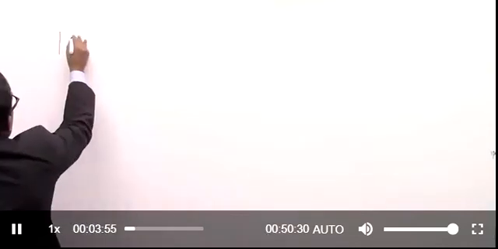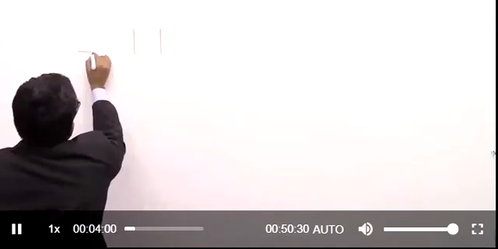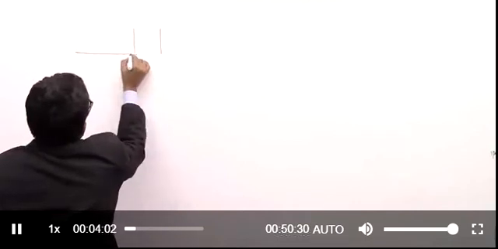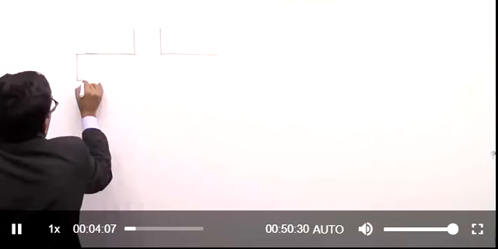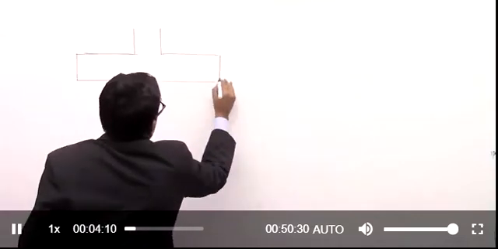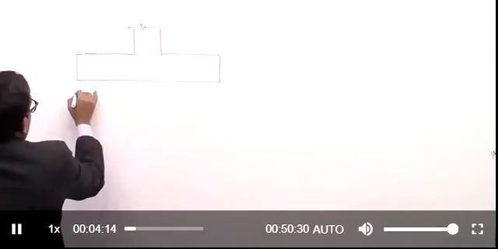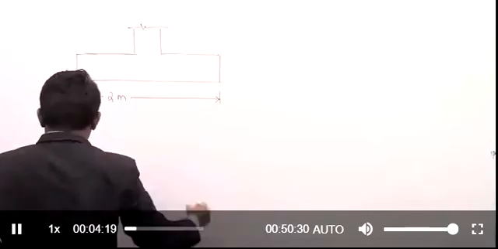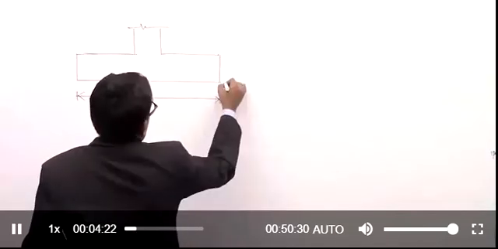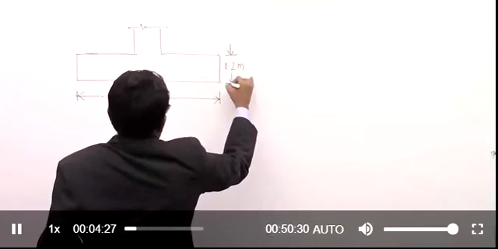See, we are given a square footing here. Let's draw the square footing first. This is the RCC square footing I have. Size of the footing is given as 2 meter. This is the size of the footing. And the effective depth of the footing is given as 0.2 meter, that is 200 mm.